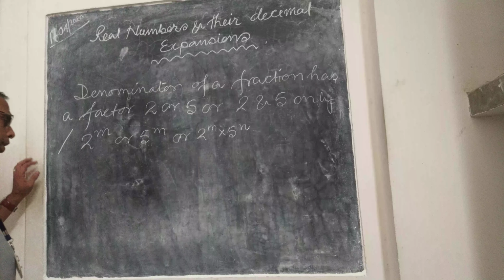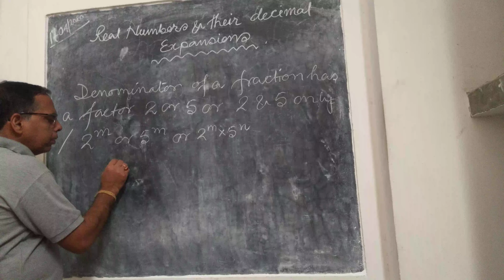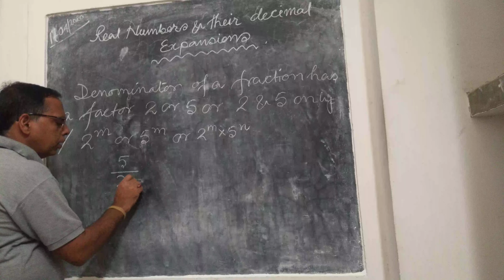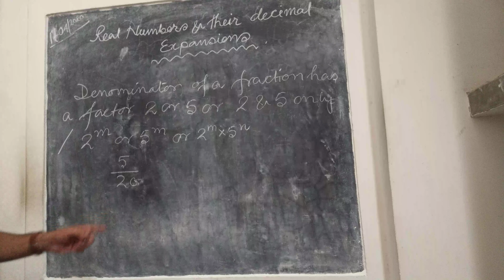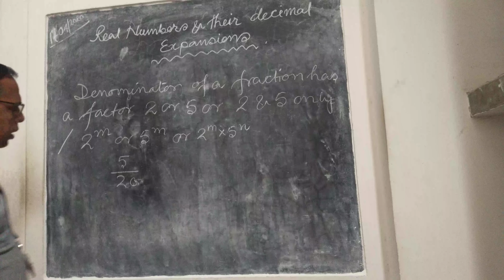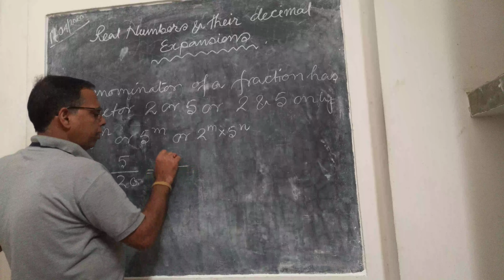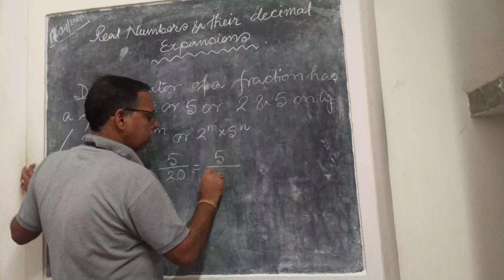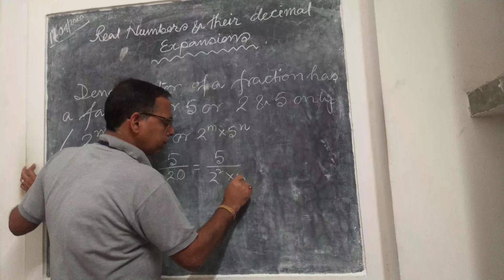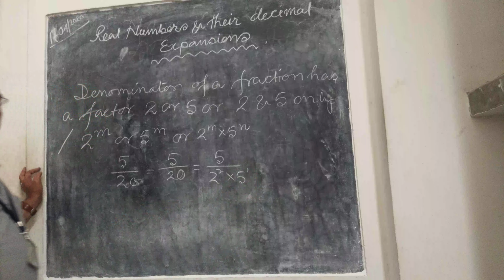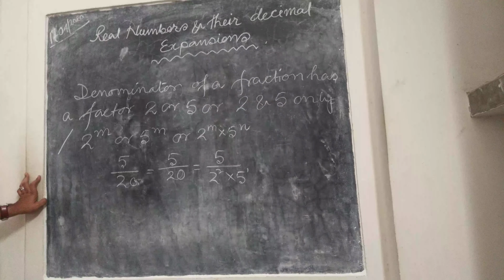Clear? So let's see. Take one example. Suppose 5 by 20. I told you it depends on the denominator. Then you see 5 by 20 equals 5 over 2 square into 5. So is it in the form of this? So therefore it is a terminating decimal.